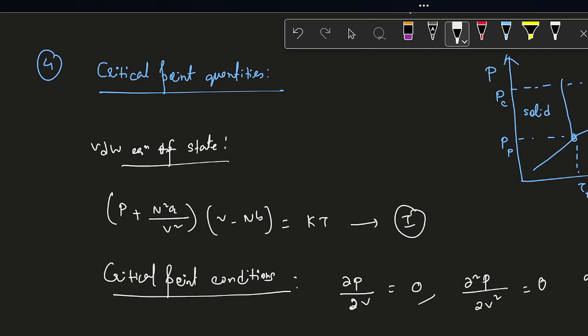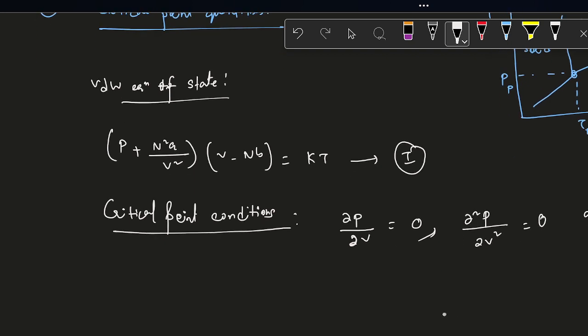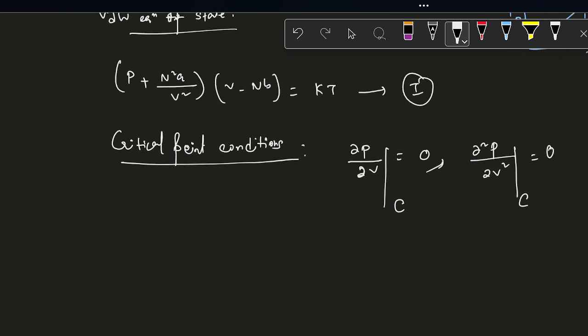So at the critical point, these boundary conditions have to be maintained: the first derivative ∂P/∂V will be 0 at this point, and also the second derivative ∂²P/∂V² will be 0. By following that, when you do the mathematics, we'll eventually get the values of Pc, Vc and Tc. Let's say C is our critical point, which has the quantity values Pc, Vc and Tc. Whenever we write C, we assume it has those values.